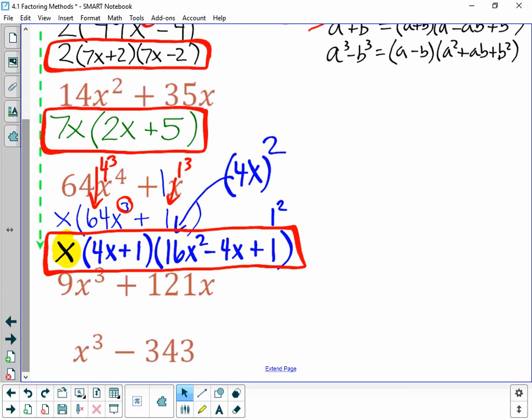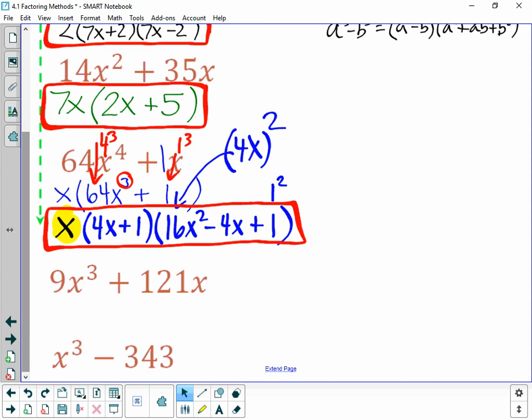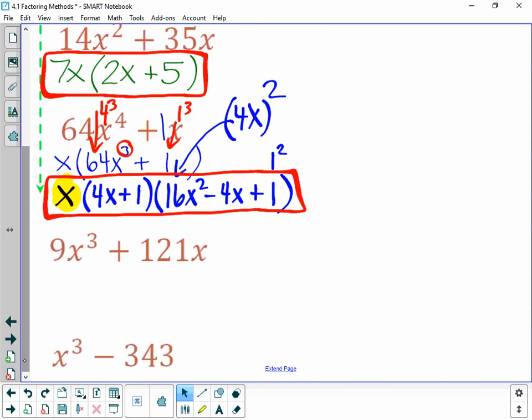Okay, let's try another one. Let's shift these down a little. 9x to the third plus 121x. So please remember, every time you factor anything, whether it's a binomial or trinomial, look for a GCF first. In this expression, both terms have a factor of x, which we can factor out.